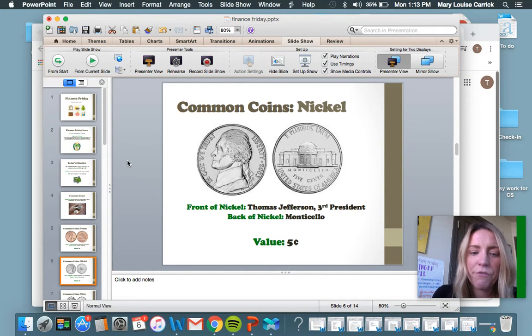The nickel is worth 5 cents. So it's worth a little bit more than our penny. It's worth 5 times the amount of our penny. So we need 5 pennies to equal the value of our nickel.